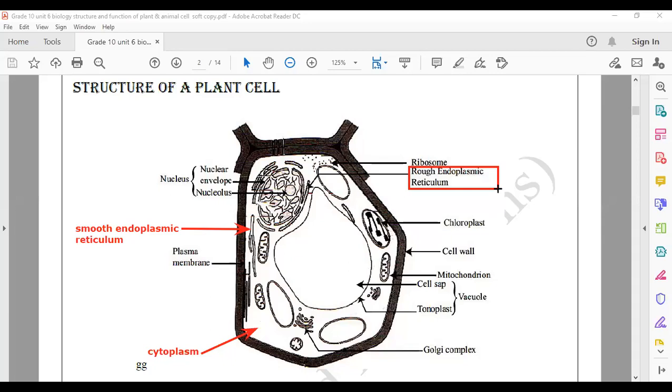Okay. If you like, you can give a different color to cell wall. That's also your choice. But choose light colors for the coloring. Don't go for dark colors. Give a light color. This is my suggestion. Okay. Hope you are clear.